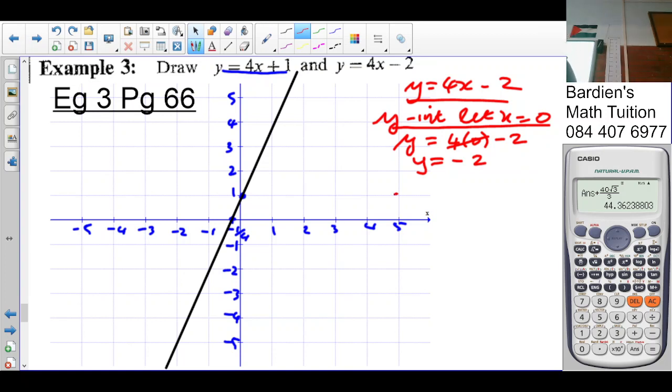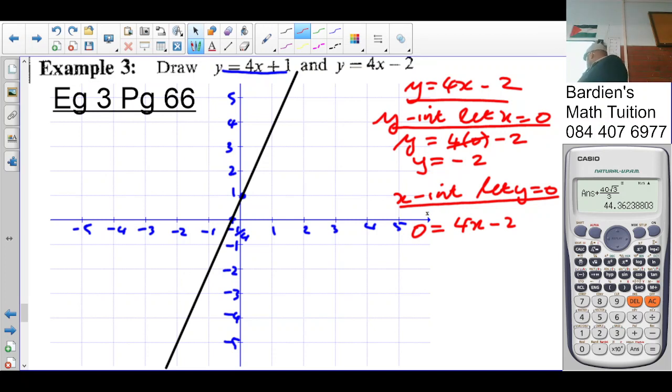Then we work out our x-intercept. What do you do for x-intercept? Let y equal to 0. So 0 is equal to 4x minus 2. So what do we do now? 4x over the equal sign. So it becomes negative 4x equal to negative 2. Now what? Divide by negative 4 both sides. So x equal to negative divided by negative is positive.